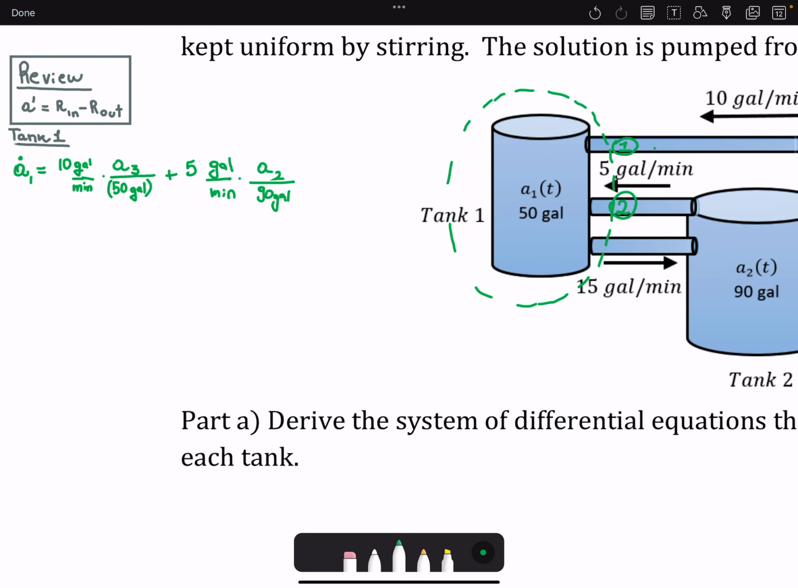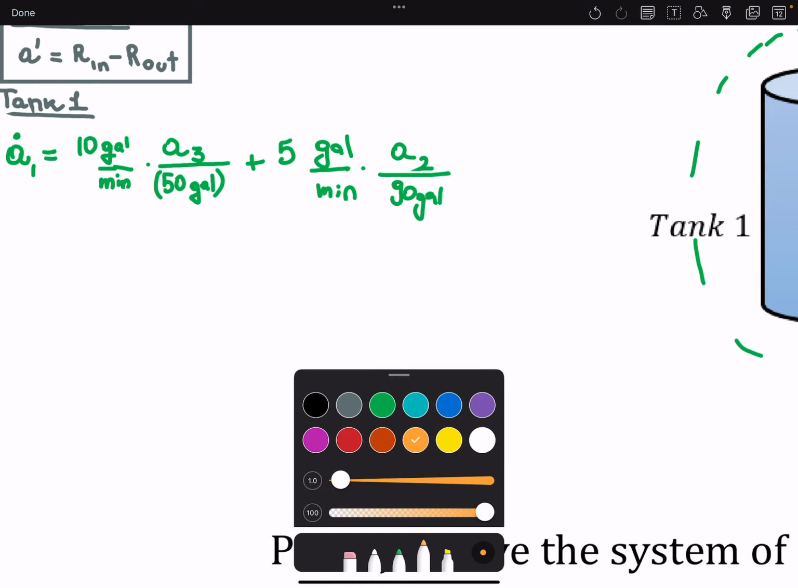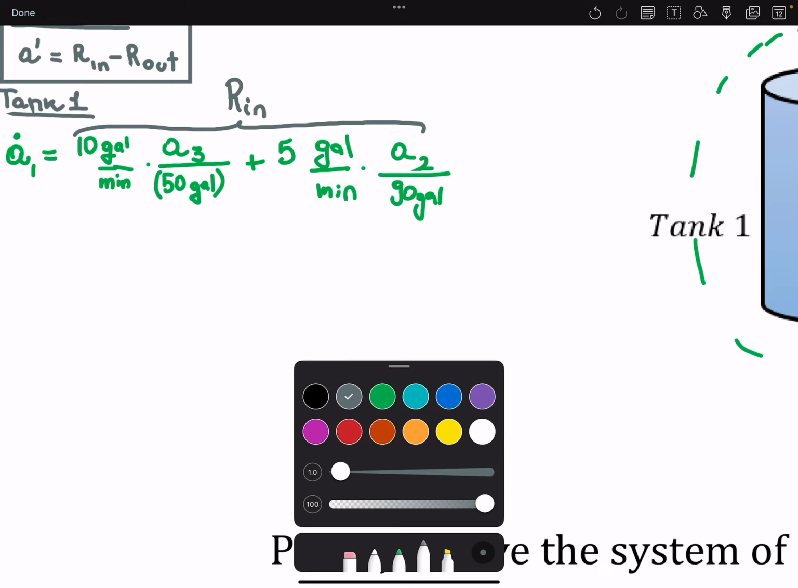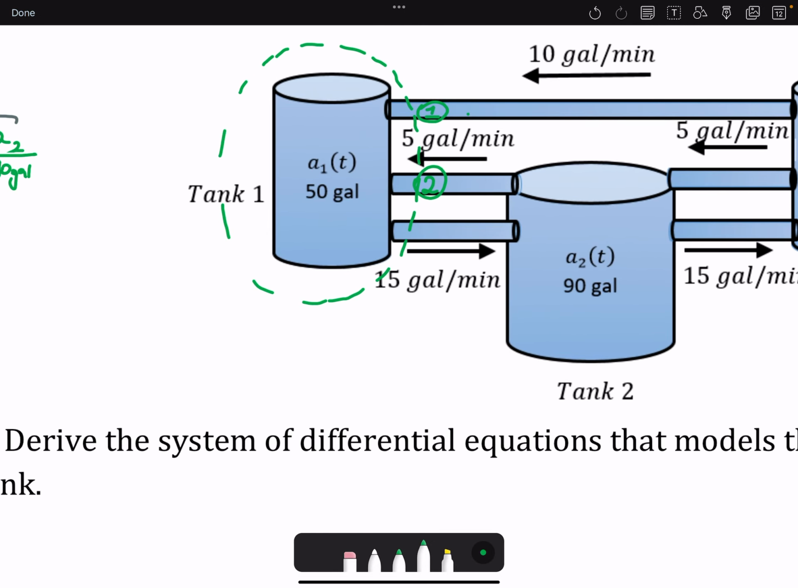And this is our rate in. I'll do it in gray. This is our rate in. So what's going to be our rate out? Well, we're going to do the same process, but now we're going to look at the arrow going away.